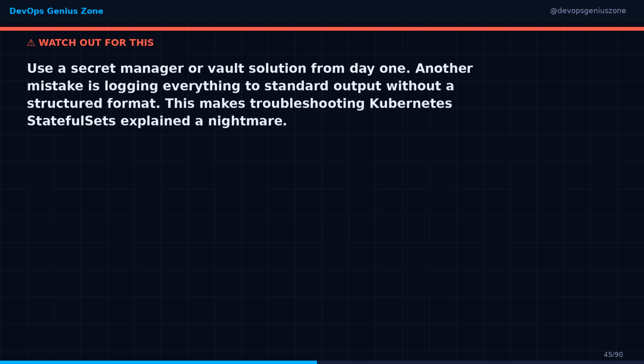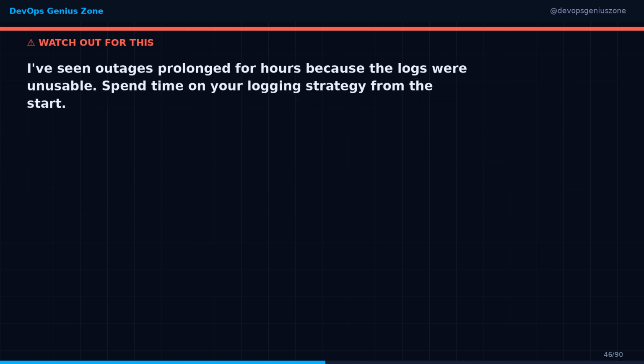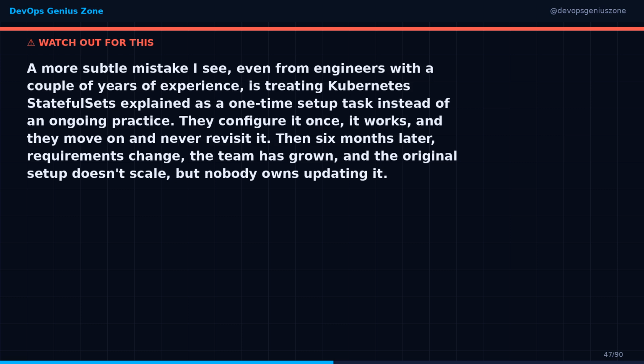They configure it once, it works, and they move on and never revisit it. Then 6 months later, requirements change, the team has grown, and the original setup doesn't scale, but nobody owns updating it. If you're working with Kubernetes StatefulSets Explained, put a recurring reminder on your calendar, monthly or quarterly, to revisit the setup and ask whether it still fits how the team actually works today.